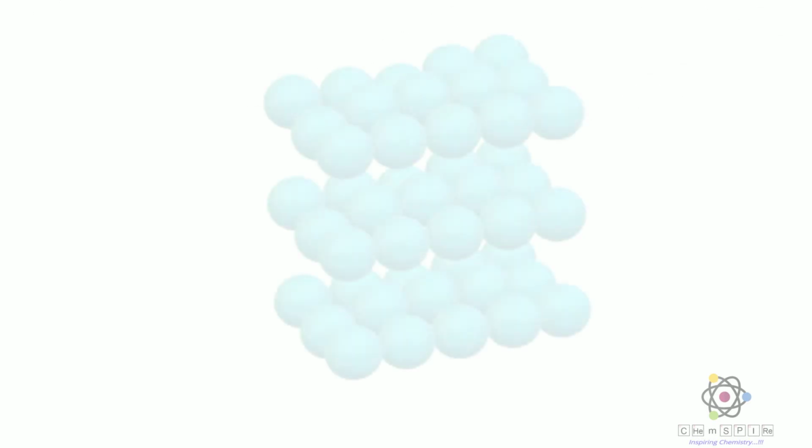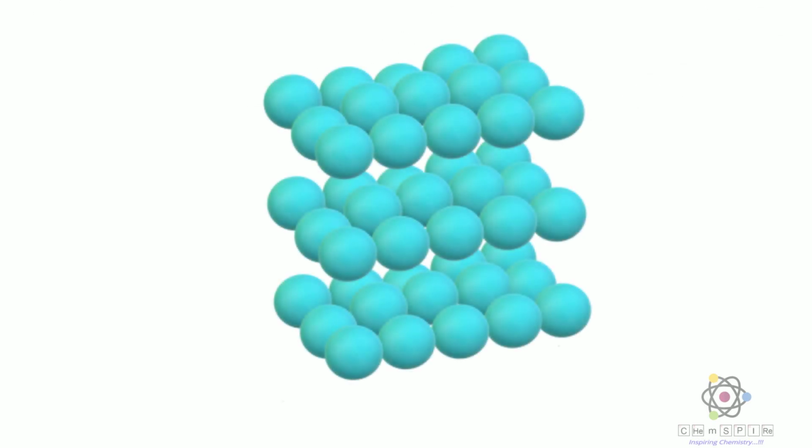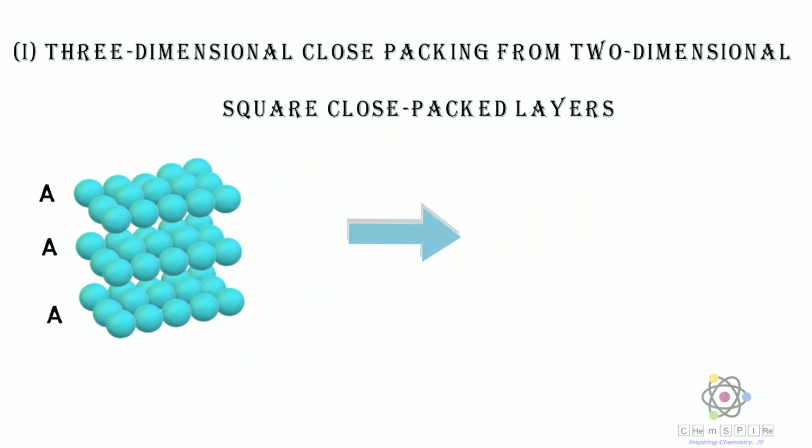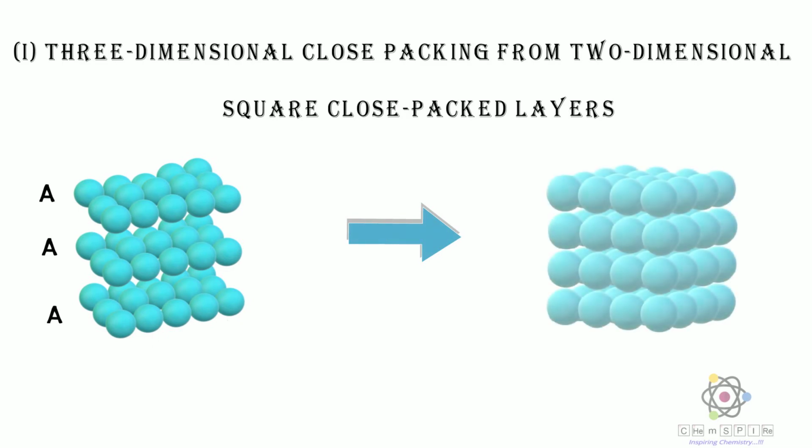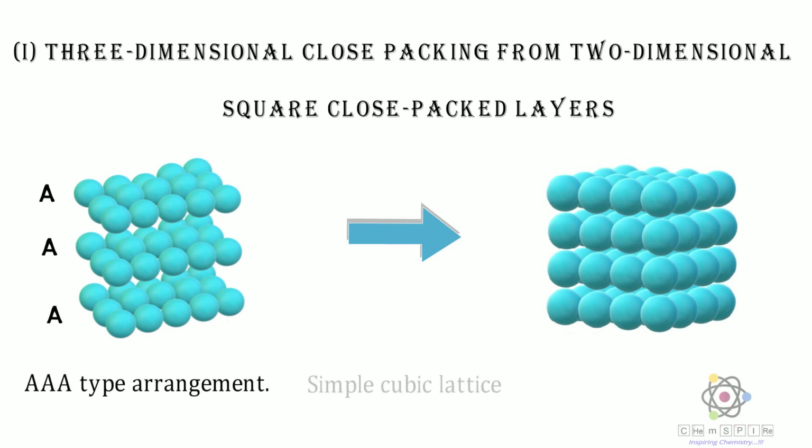This type of packing is obtained by placing a 2-dimensional square close packed layer above the first one. The spheres of the first and second layer are aligned horizontally and vertically. On arranging layers one above the other, what we get is the 3-dimensional structure. On observing carefully, we will find that this is an AAA type arrangement, which generates a simple cubic lattice, and its unit cell is the simple cubic unit cell.